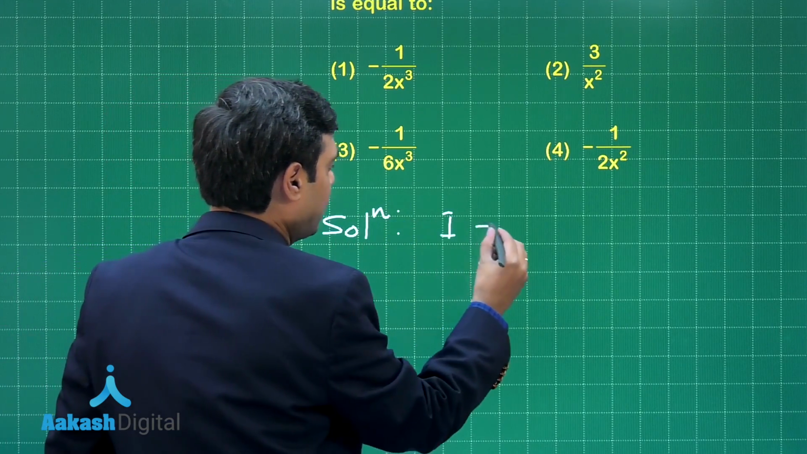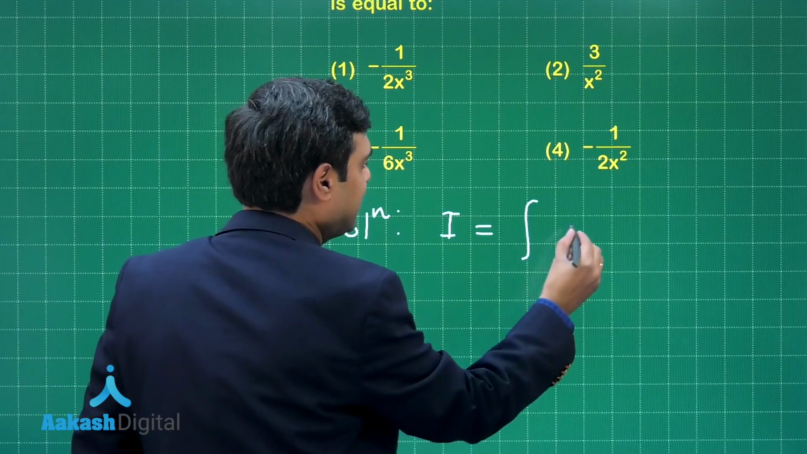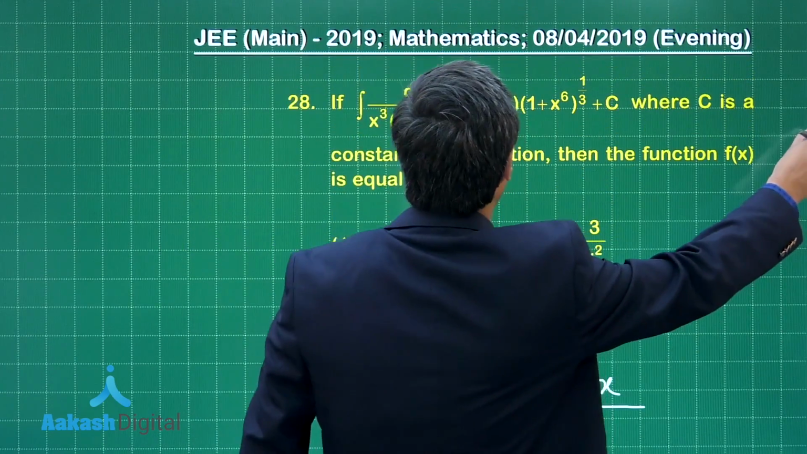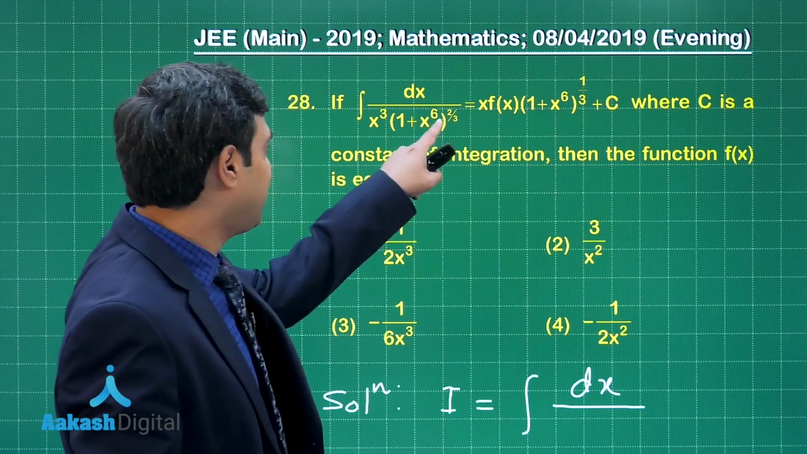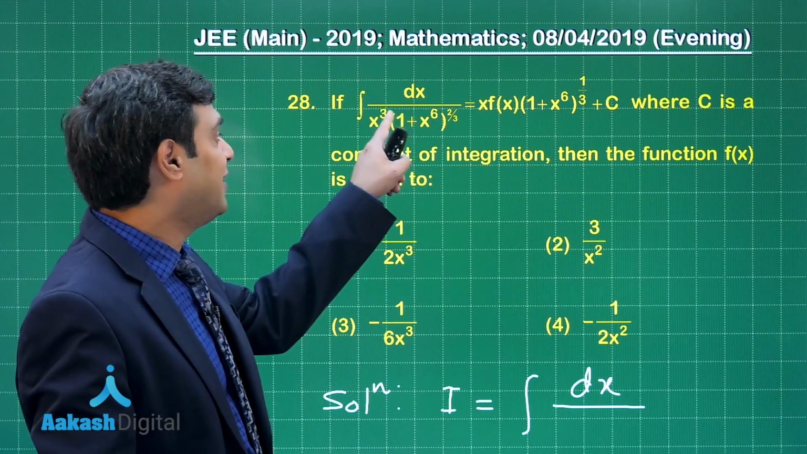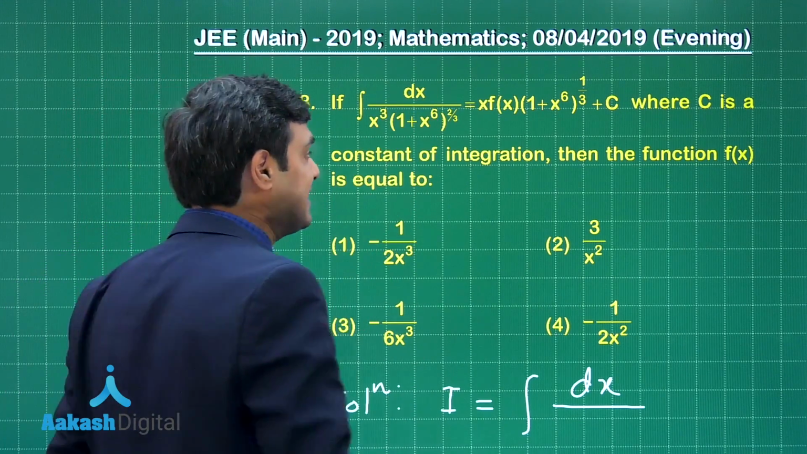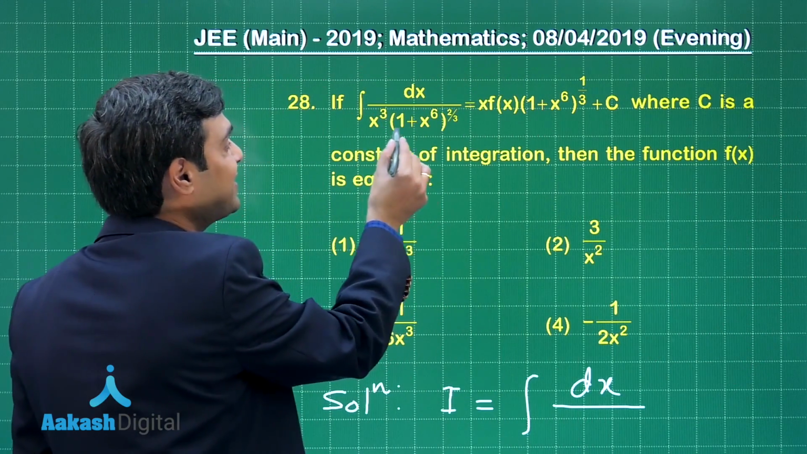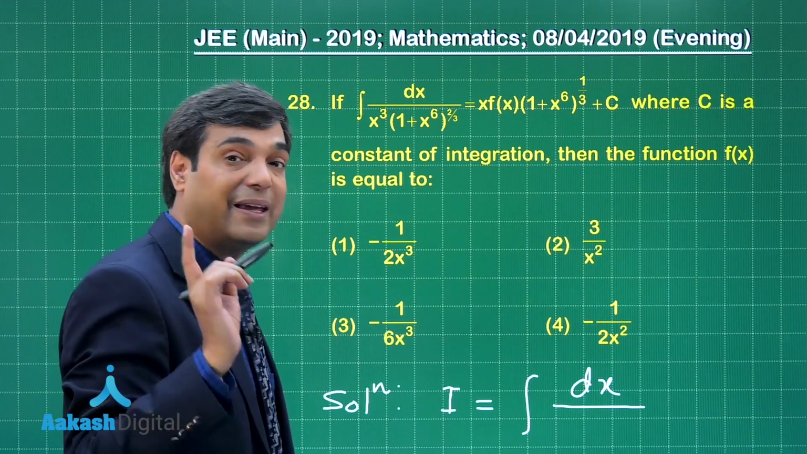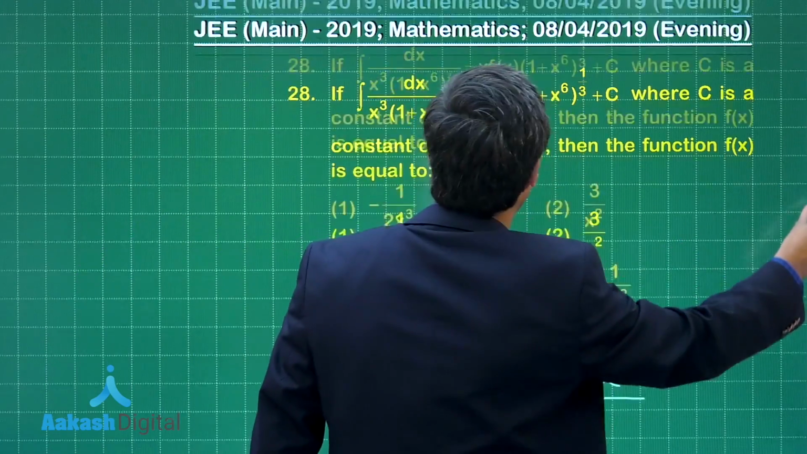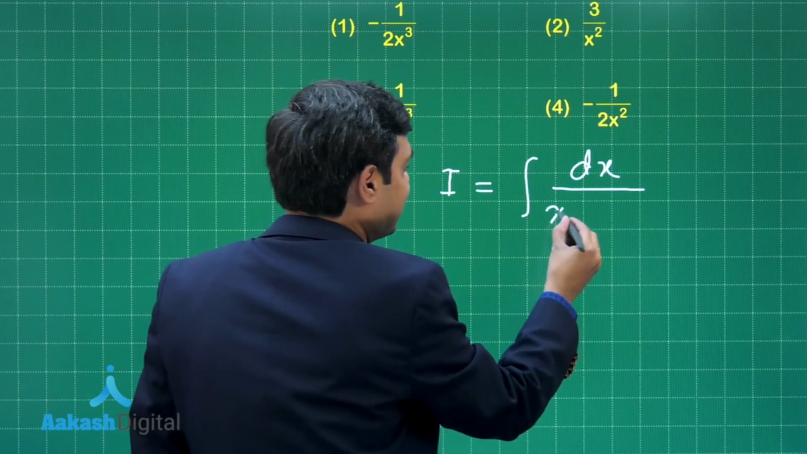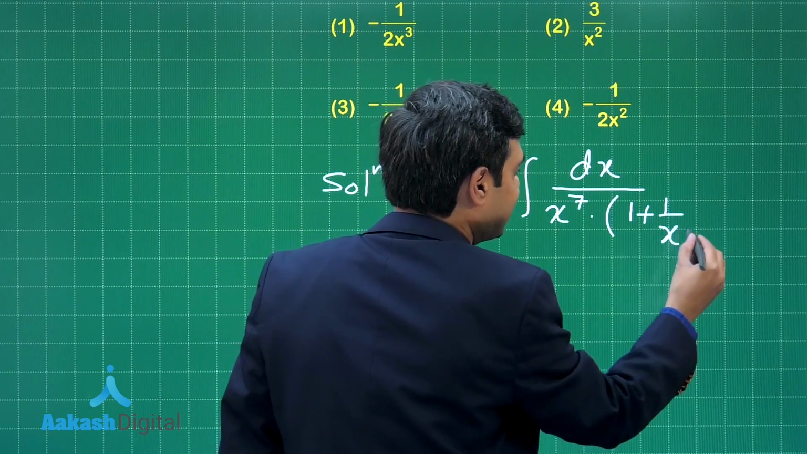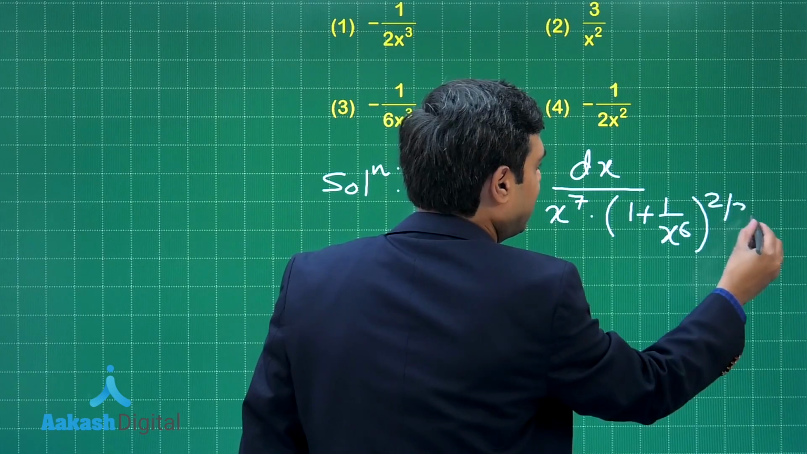Say I equals integral dx by, when we look at this term, we can simply see if we try to take x^6 out of it, then it will become comfortably integrable. When you take x^6 out of it, it will come out as (x^6) to the power 2 by 3, meaning x to the power 4. So let's write it: x^7 into (1 plus 1 by x^6) whole to the power 2 by 3.